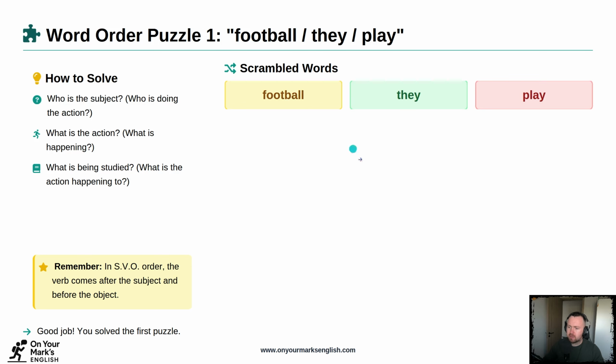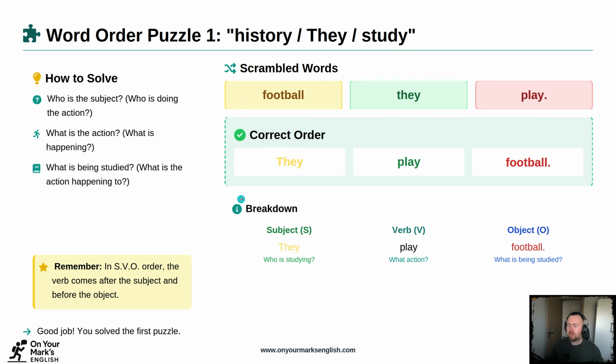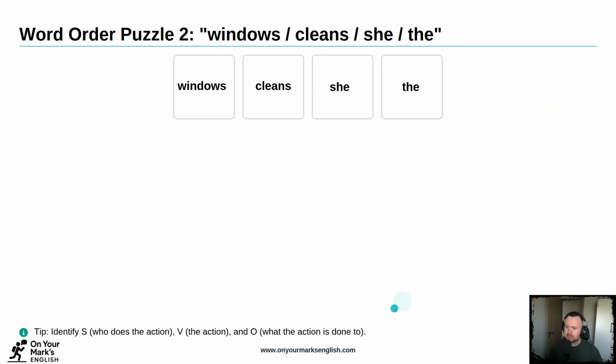Okay, good. Time is up. Let's have a look. If you said they play football, you were correct. Who is playing? They are playing. What's the action? Play. And what is being played? Football. They play football. Exactly. Subject, verb, object. Subject, they. Verb, play. Object, football. Excellent.